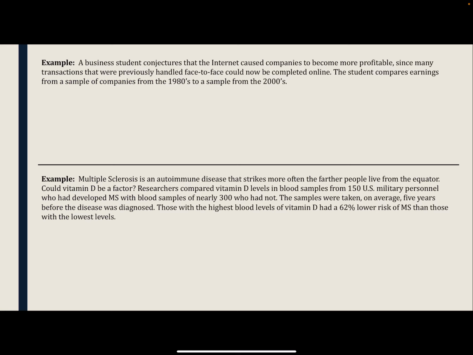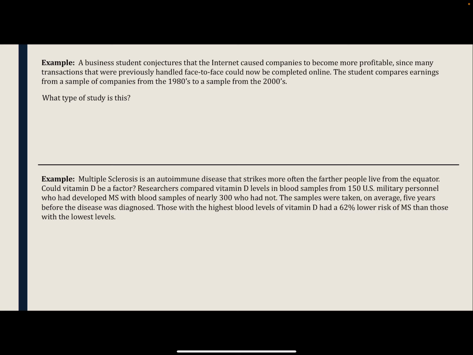So here's a couple of examples. In this first one, it says a business student conjectures that the internet caused companies to become more profitable, since many transactions that were previously handled face-to-face could now be completed online. The student compares earnings from a sample of companies from the 1980s to a sample from the 2000s. So first, what type of study is this? Specifically, is this a retrospective study or a prospective study?